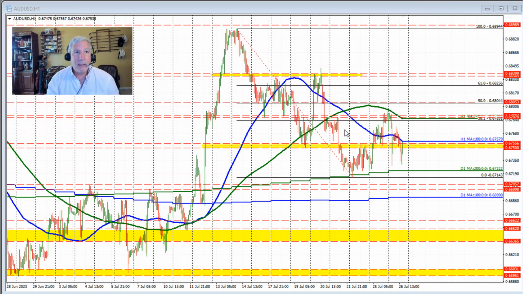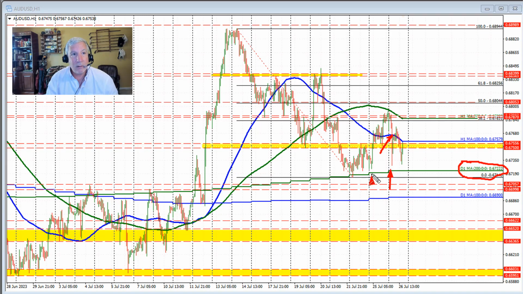As mentioned, the CPI data came in weaker than expected, and what we saw in the Aussie versus US dollar is this sharp move to the downside here. That move to the downside moved below the 100-hour moving average. That's the blue line in this chart. But we did find support buyers early ahead of the 200-day moving average. That 200-day moving average currently comes in at 0.67222, and we saw a rotation back to the upside.